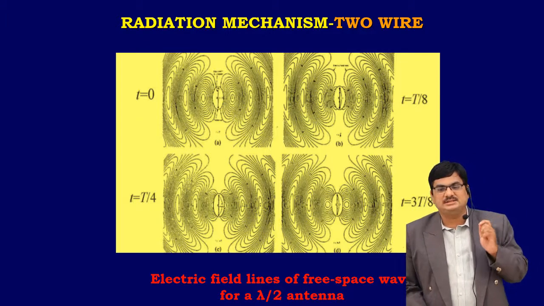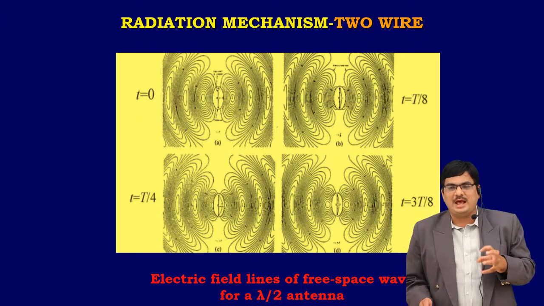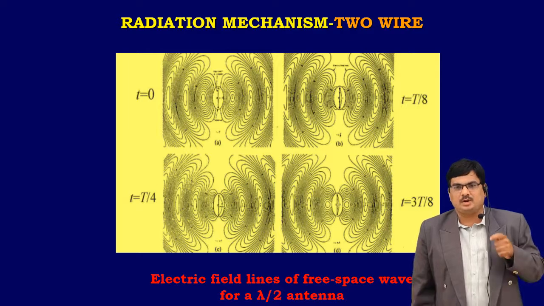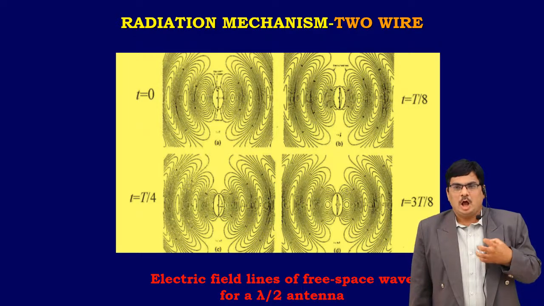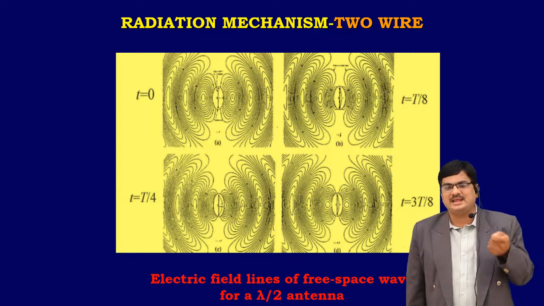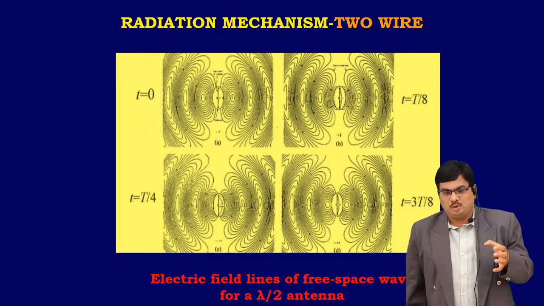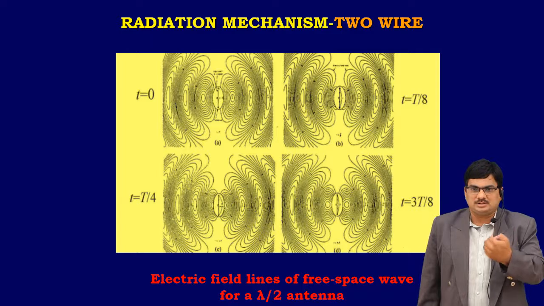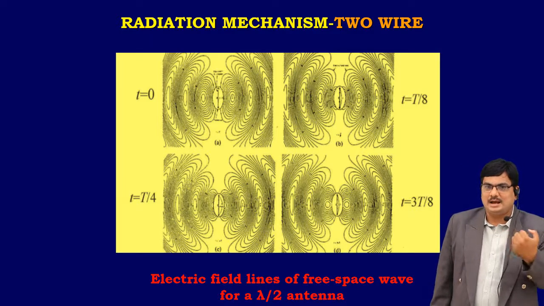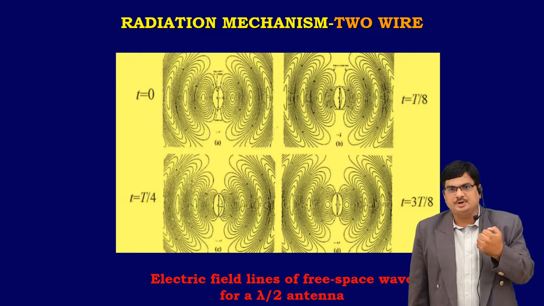At time t equal to 0, the magnetic fields and the rod are very close to each other. Whenever the time changes from t equal to 0 to t equal to T by 8, some magnetic fields are separated from that wire or antenna, and the field strength is reducing.